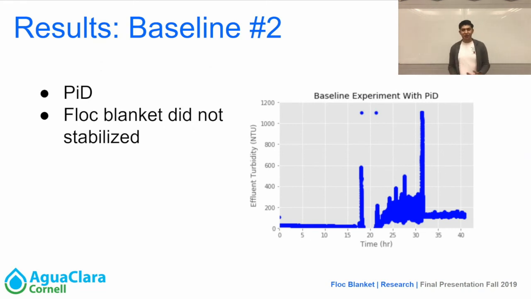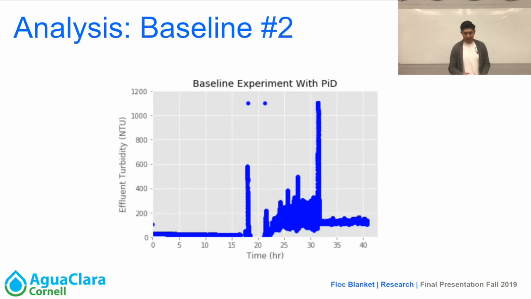We also ran another baseline experiment, but this time using PID with the values that were mentioned previously. Again, our floc blanket didn't stabilize, as can be seen by the image. Here's an enlarged version of it. It didn't stabilize to our target NTU, which for effluent turbidity we want to be a value less than 10, and this can be seen from this graph. It's only stabilized after the 32nd hour at like 125 NTU. That's not what we want, but it did stabilize.